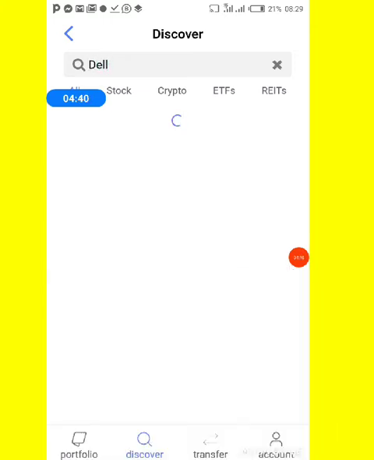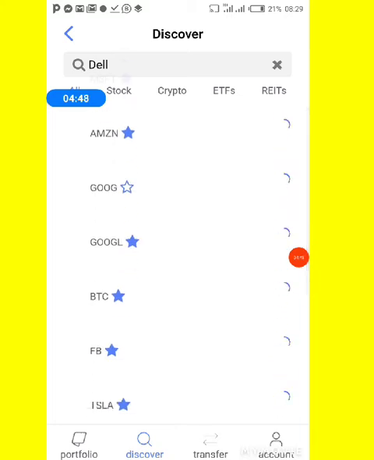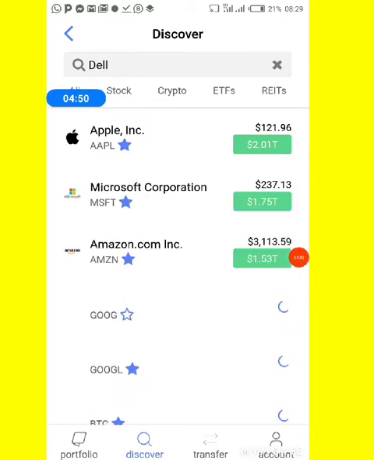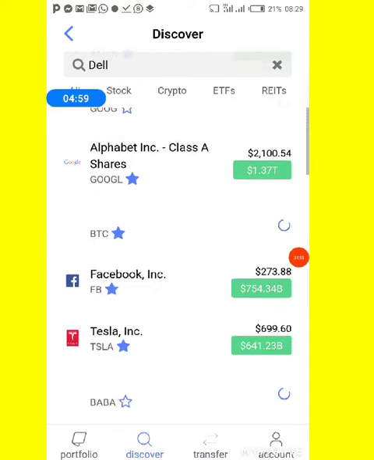Done. So I'll wait for it to search. As you can see, the list is showing here, but I'm looking for Dell. Let me see. It's going to show. I already know about Alphabet, that's Google, Apple, Microsoft, Amazon, and the rest of it.